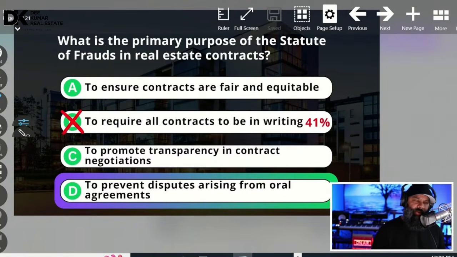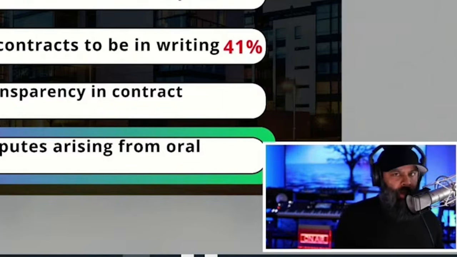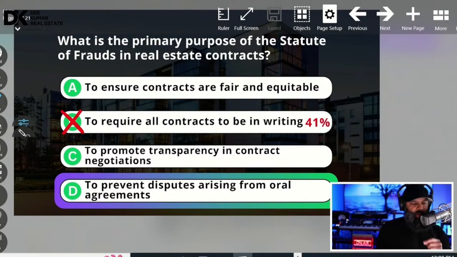Now, this is very interesting, and look at 41% of our students picked letter B here, to require all contracts to be in writing. Now, here's a problem. In many courses that students are taking right now, it is a misunderstood component of statute of frauds. Many instructors and many textbooks that are out there do point to requiring all contracts be in writing. Well, that's not the primary purpose. The primary purpose of the statute of frauds is to prevent disputes arising from oral agreements. So there's a difference here.